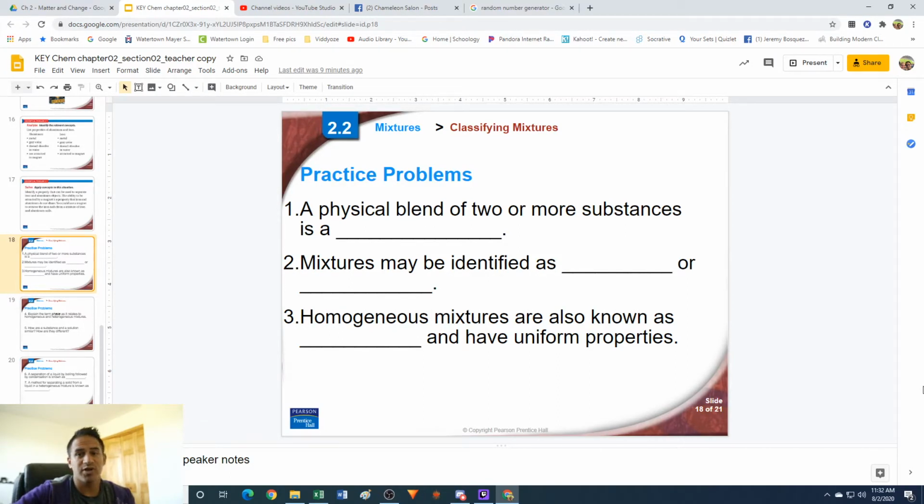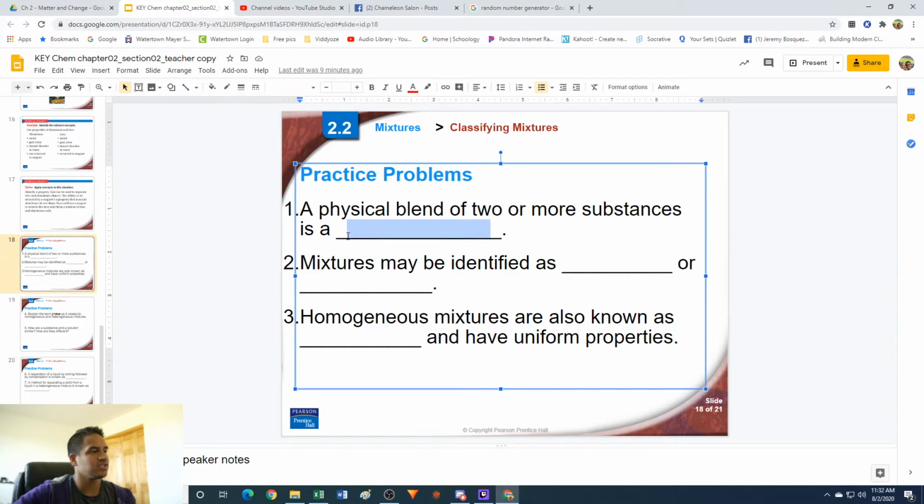In this video we're going to be going over the practice problems in the Chapter 2, Section 2 notes on mixtures. So here we go. Number 1, a physical blend of two or more substances is a... Alright, so this is directly from the notes. This is known as a mixture. Okay, so a mixture is a physical blend of two or more substances.